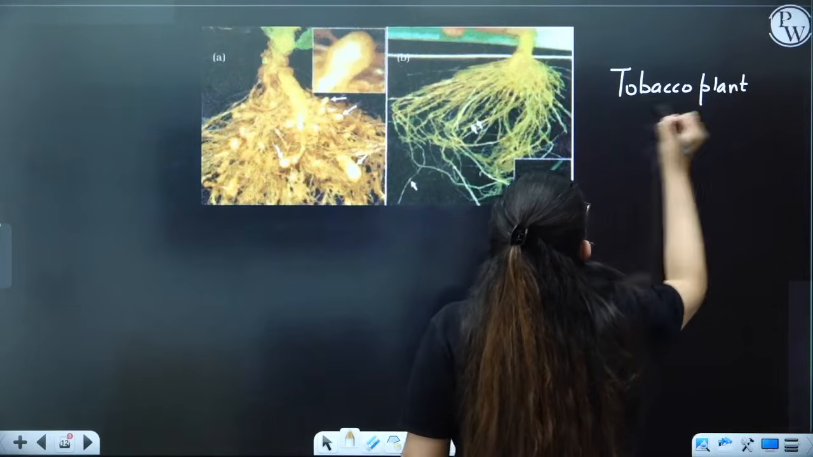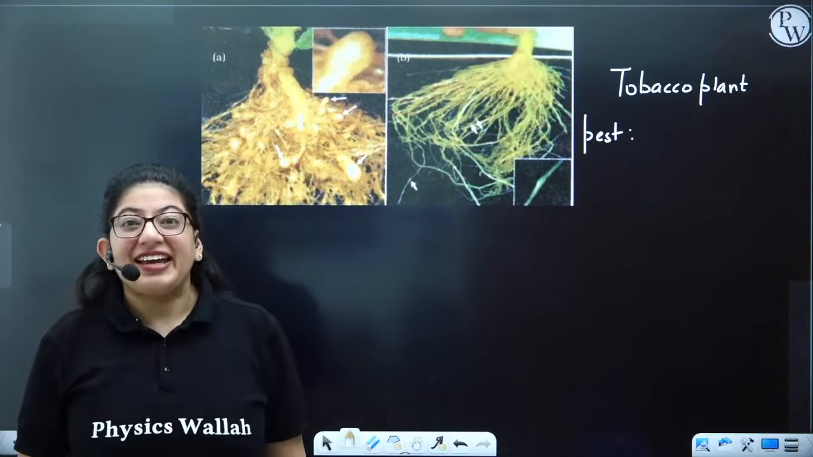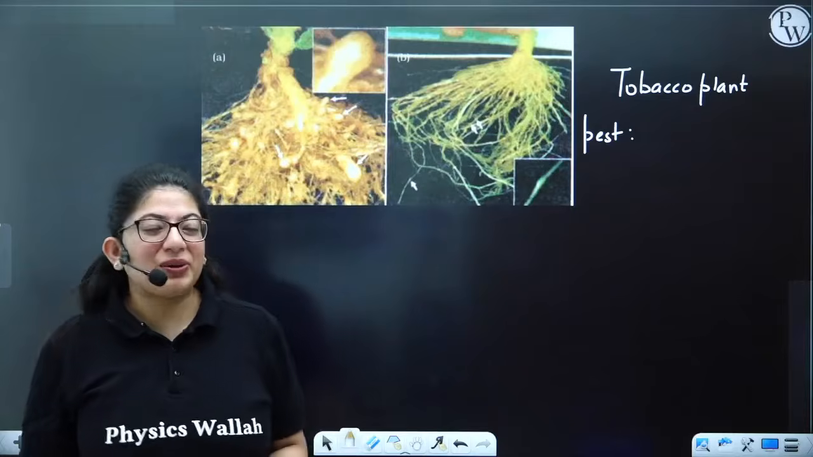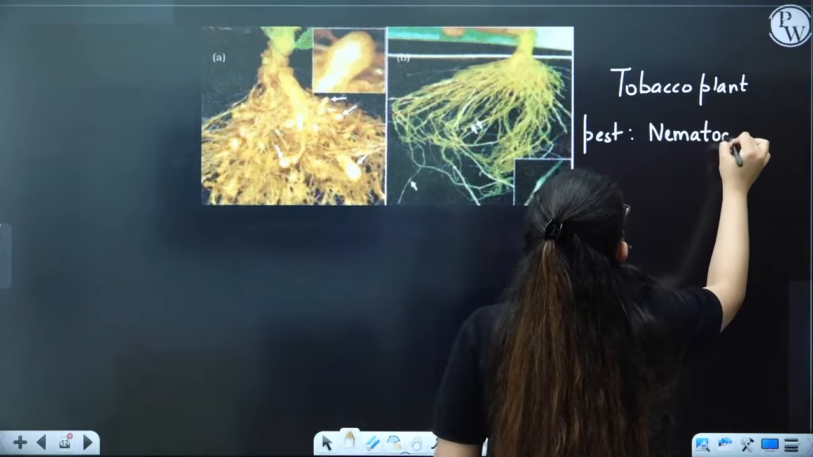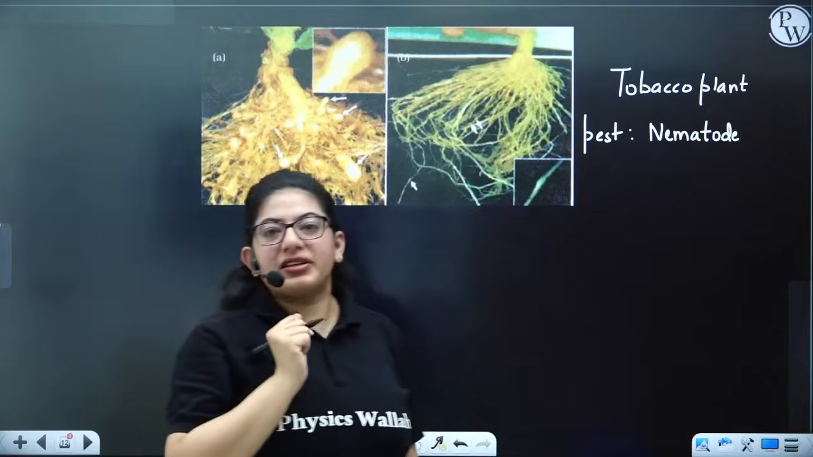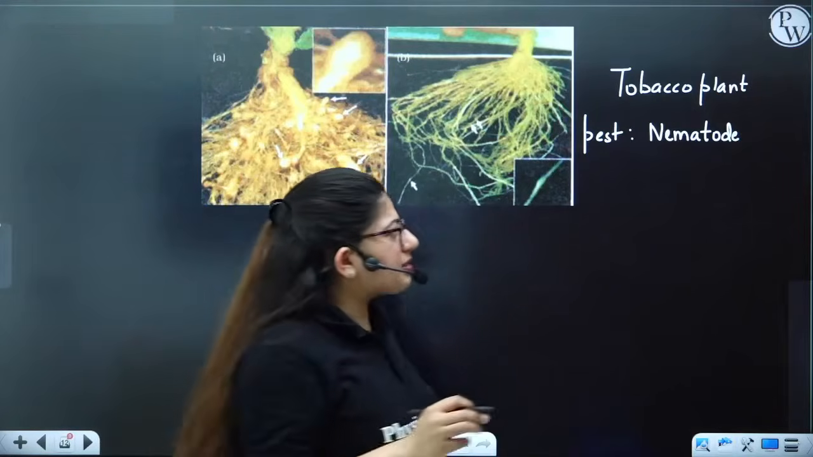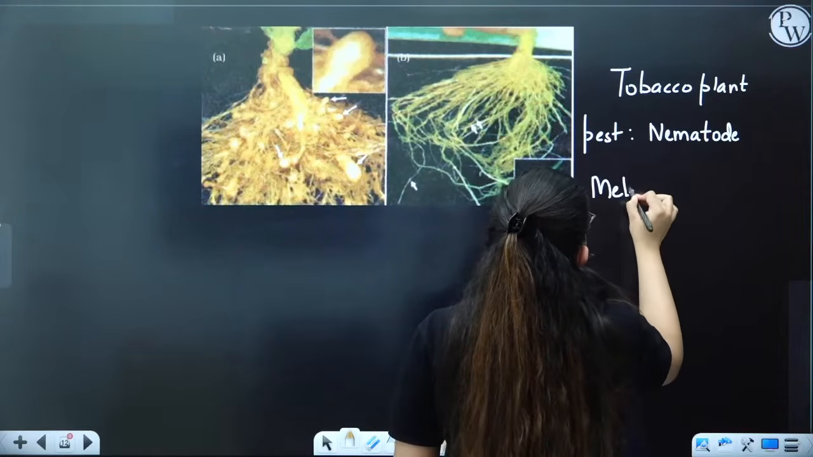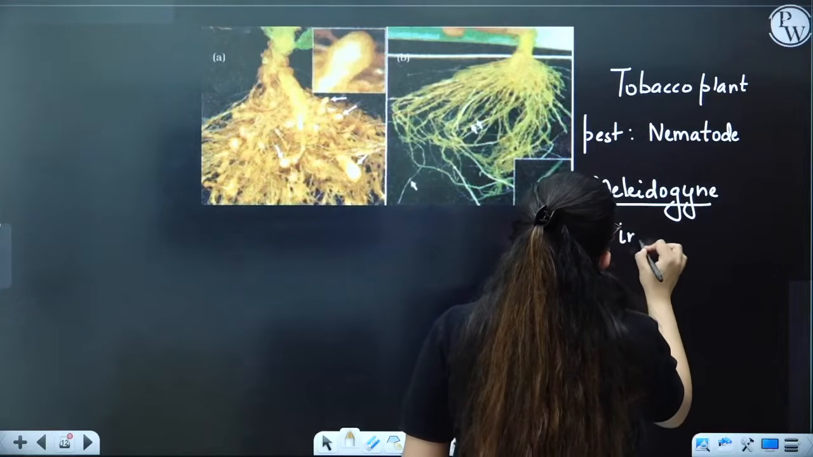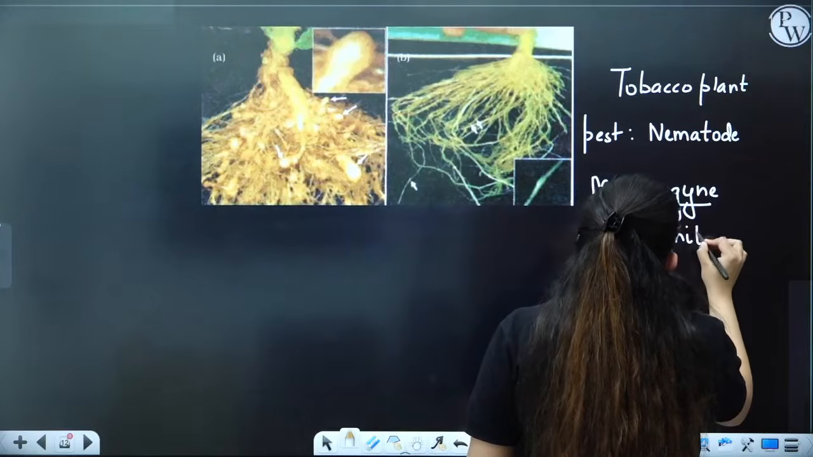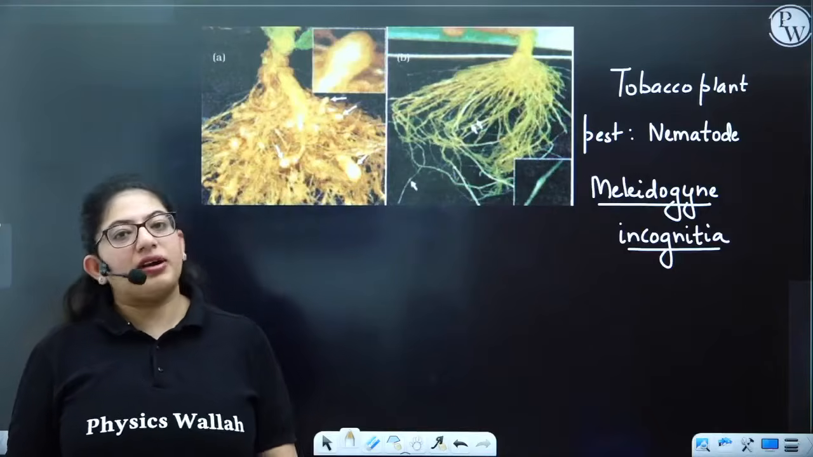Now, what is the pest of a tobacco plant? It's not an insect. It's a nematode. Yes, nematodes can also be pests. What is a nematode? These are Aschelminthes, right? Nemathelminthes you must have done in the animal kingdom. So that's Meloidogyne incognita, a nematode which is a pest of the tobacco plant.